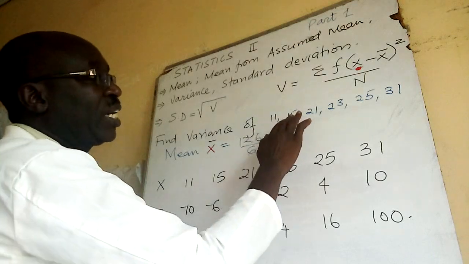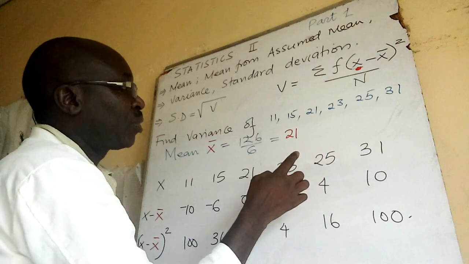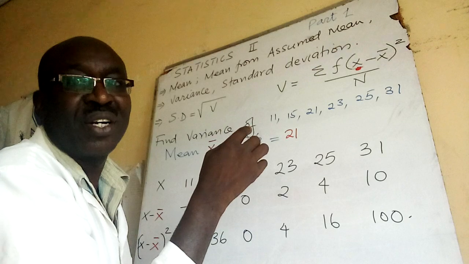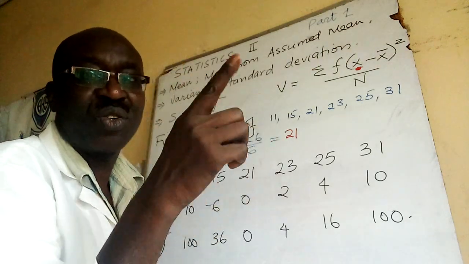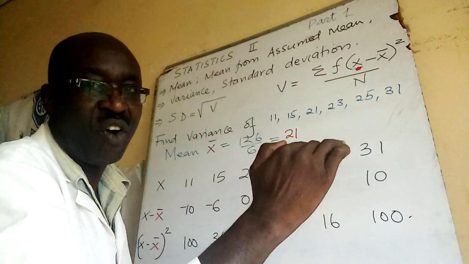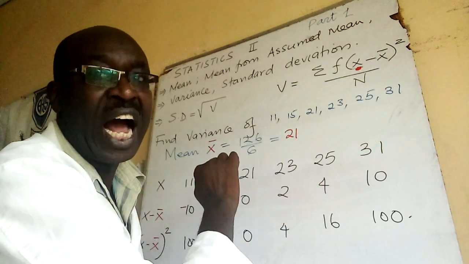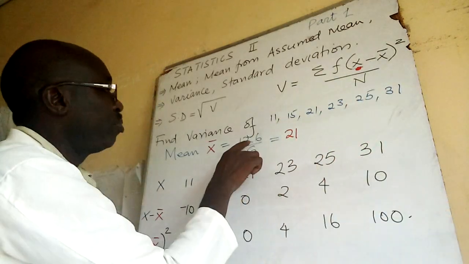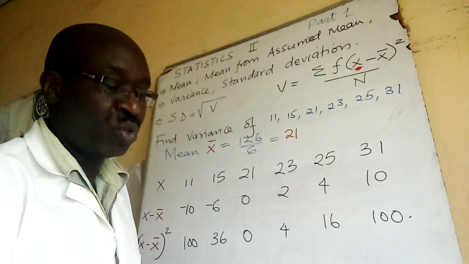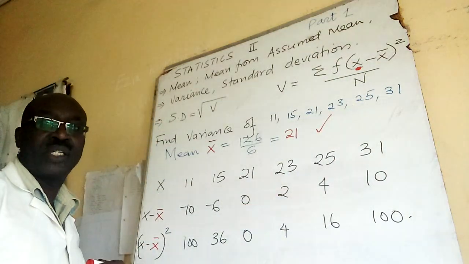So this is simple. What is the mean of all these numbers? You could have created just f: 11 is appearing once, so f is 1; 15 is appearing once, so f is 1, and so on. But in short, the mean of these numbers, I add all of them, which gives me 126, divided by n, which is 6, you get 21. So we know how to get the mean.